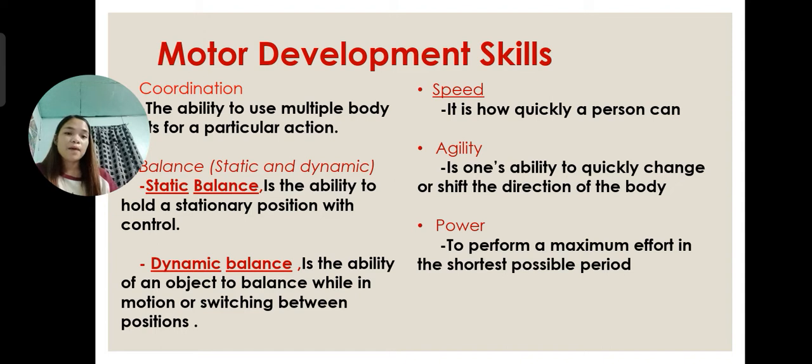And dynamic balance is the ability of an object to balance while in motion or switching between positions. So dynamic balance is imong gi-maintain balance imong body but you moving different position. Nag-move in the different position. For example, nag-jumping rope. And mao nang dynamic balance.